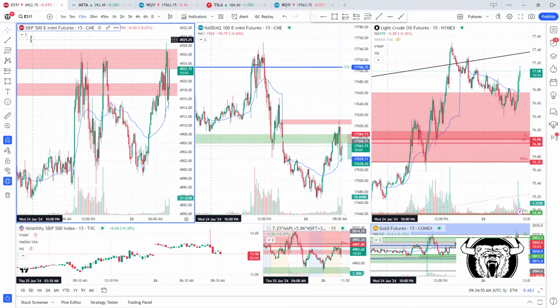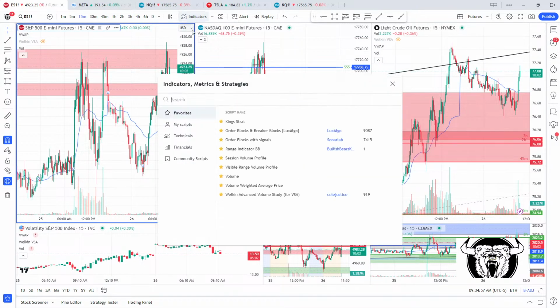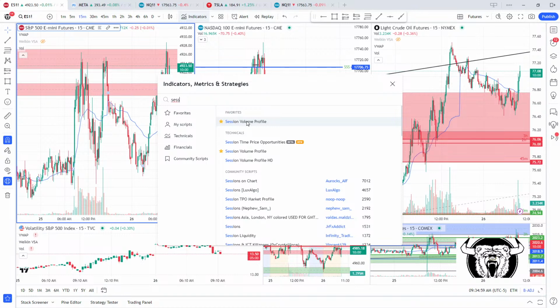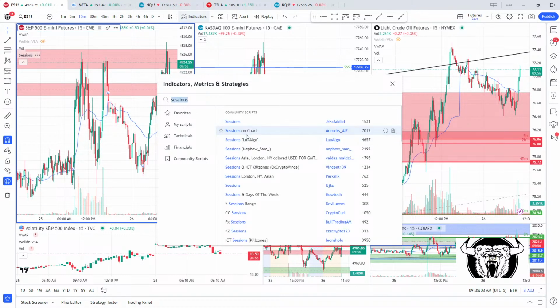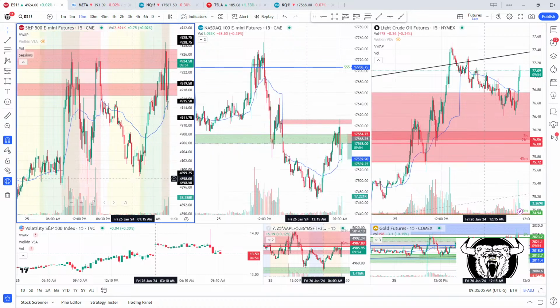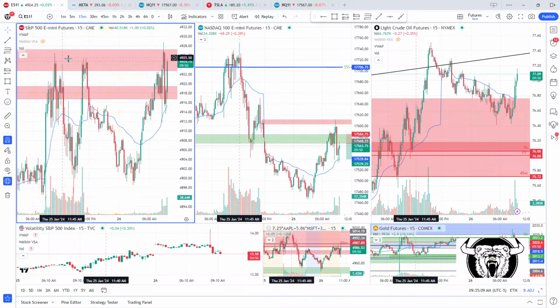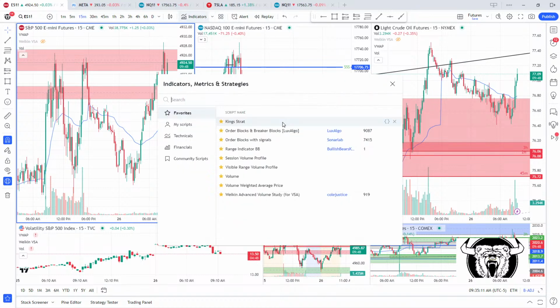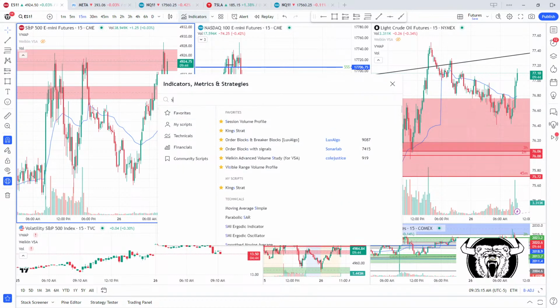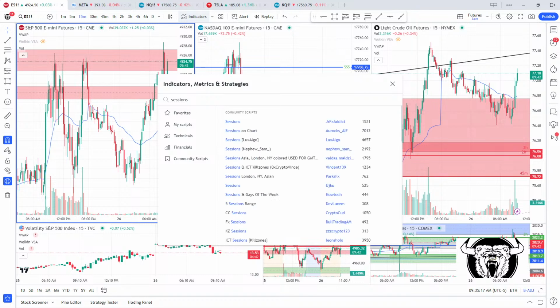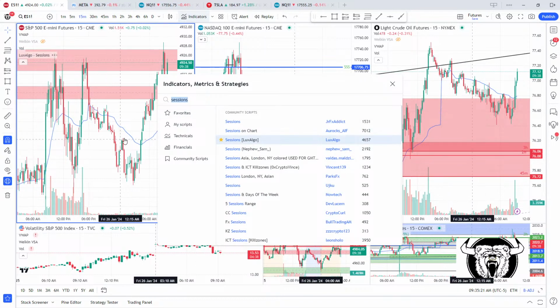Nice. Yeah, let's throw that up on here. Sessions. Sessions on chart is the right one. That's a good one. Oh no, it's the Sessions Lux Algo. That's the really good one. Star that. Yeah, it's really good.